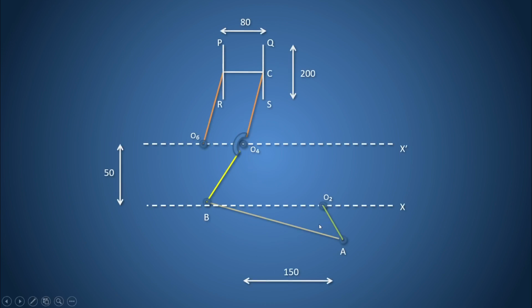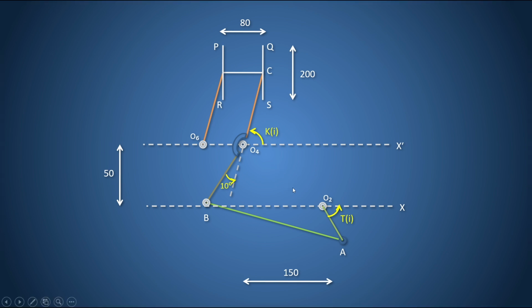As we see here, the horizontal distance between ground hinges O2 and B is 150 millimeters, while the vertical distance to O4 is 50 millimeters. The length of the wiper itself is 200 millimeters. We solved this question using the graphical method in tutorial 2 previously, but today we will approach it analytically.